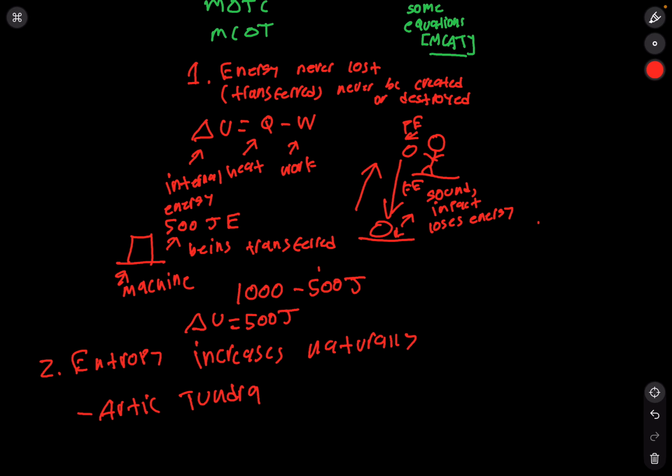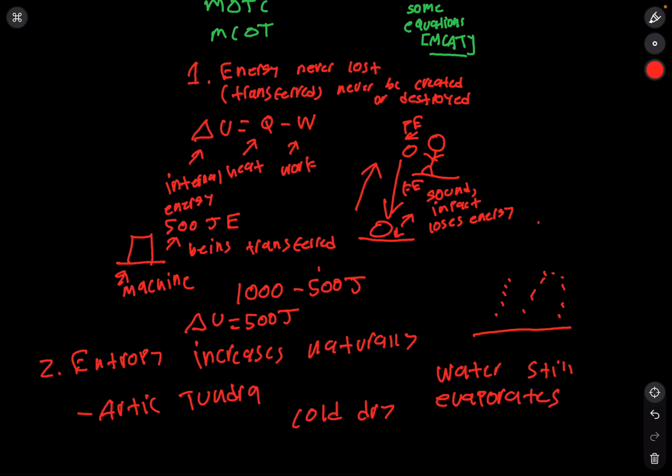It's cold, it's dry, there's no sun. Well, there might be sun, but it's cold and dry. But the interesting thing is that water still evaporates from the Arctic tundra. So that means there's still enough energy in the system, which is the Earth, to make these water droplets evaporate, even in a cold and hellish place like the Arctic tundra.